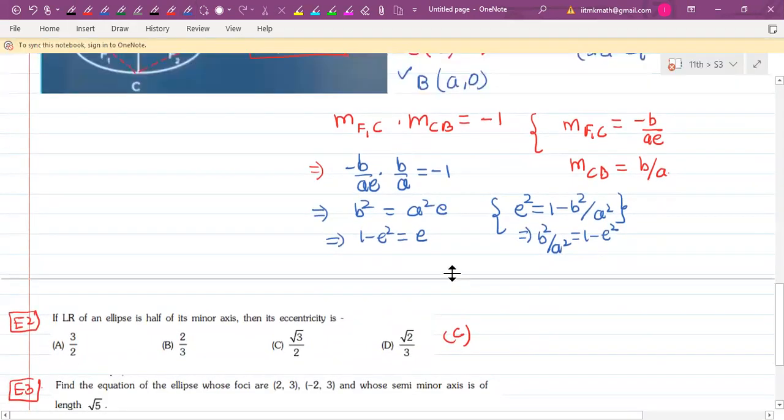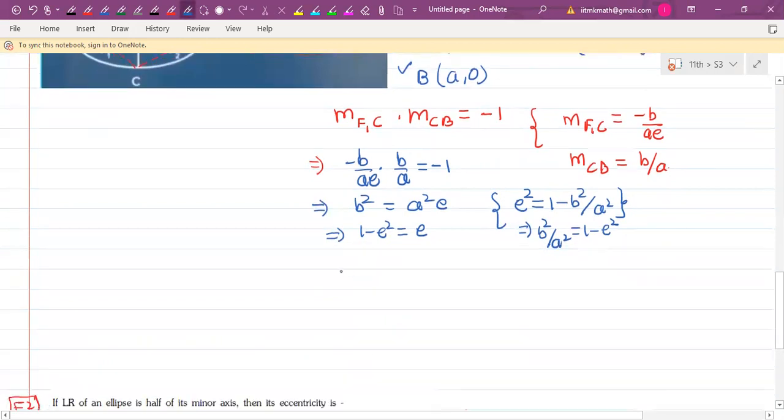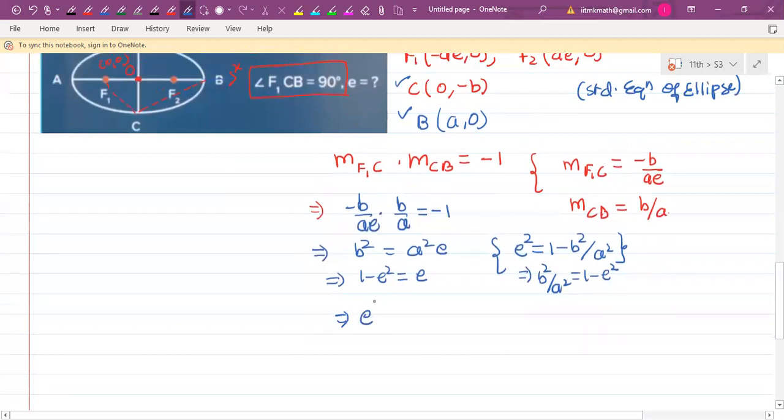Now this has become a quadratic equation, and now you can solve this. You will be getting E square plus E minus 1 is equal to 0. If you solve this quadratic equation, you will get E equals minus 1 plus minus root 5 upon 2. Since the eccentricity is always positive, the minus sign will be rejected, and that implies E is equal to (root 5 minus 1) upon 2. So this is the answer.